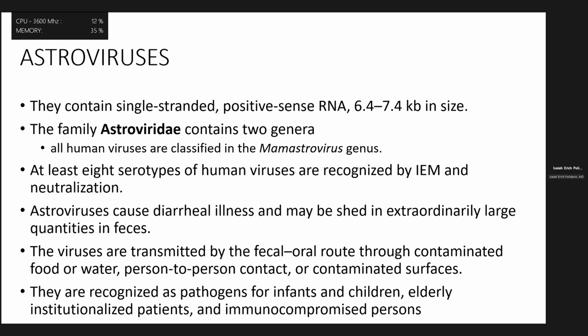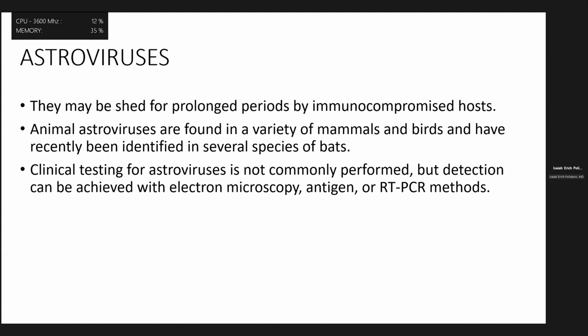Astrovirus causes diarrheal illness and may be shed in extraordinarily large quantities in feces, and the virus is transmitted by the fecal-oral route through contaminated food or water, person-to-person contact, or contaminated surfaces. They are also recognized as pathogens for infants and children, elderly institutionalized patients, and immunocompromised patients. They may be shed for prolonged periods by immunocompromised hosts, and animal astroviruses are found in a variety of mammals and birds, and have recently been identified in several species of bats. Clinical testing for astroviruses is not commonly performed, but detection can be achieved with electron microscopy, antigen, or RT-PCR methods.